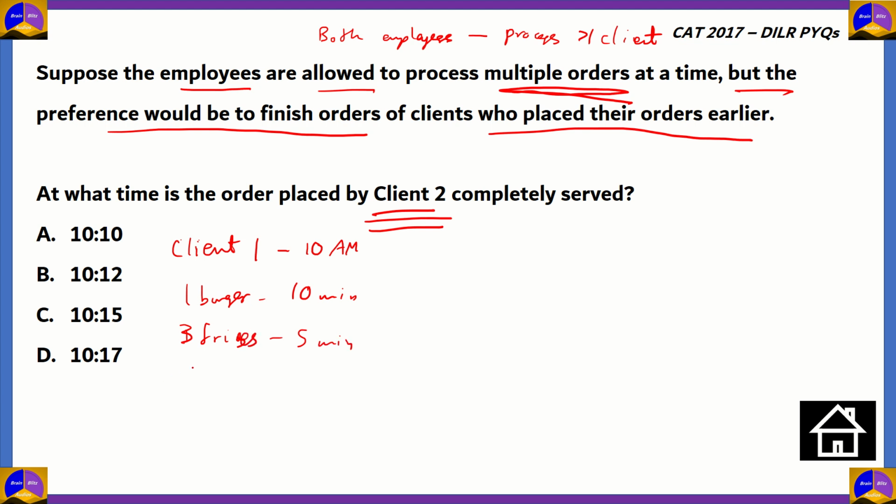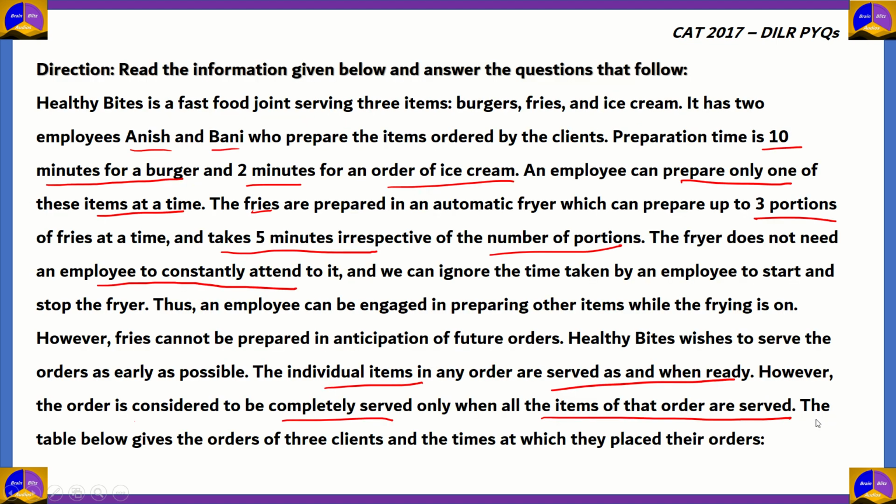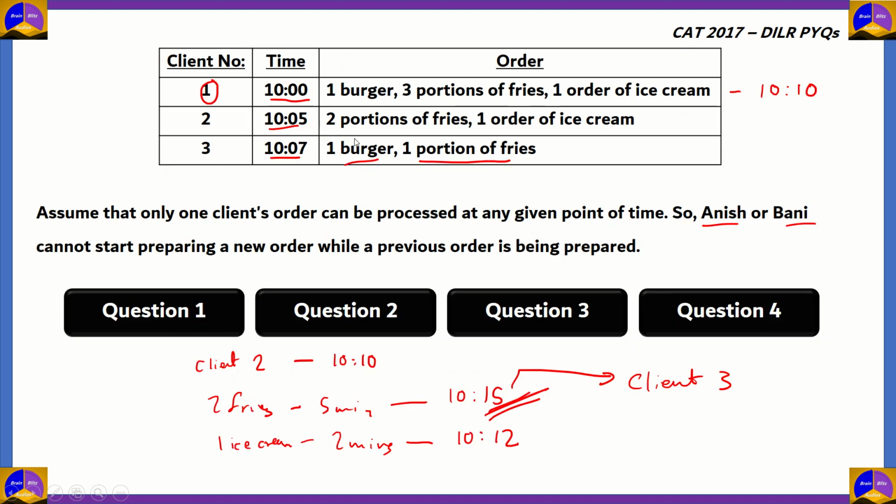And 1 ice cream takes 2 minutes. So these values are still the same. So again, served at 10:10, 10:05, 10:02. Now remember, when we're looking at client 2 here, client 2 placed his order at 10:05.